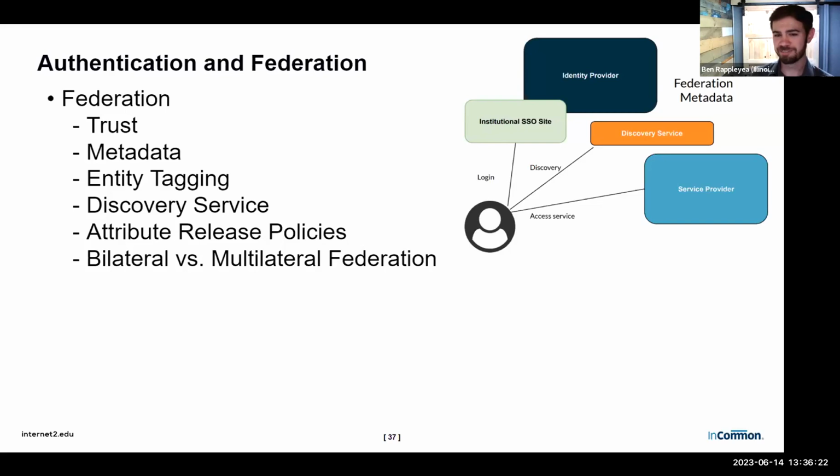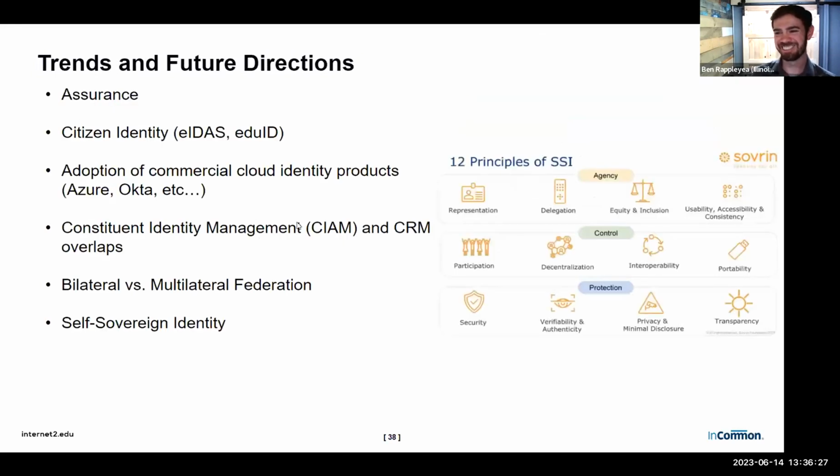It's kind of the future, in my opinion. And that brings me to my other slide here, trends in future directions.